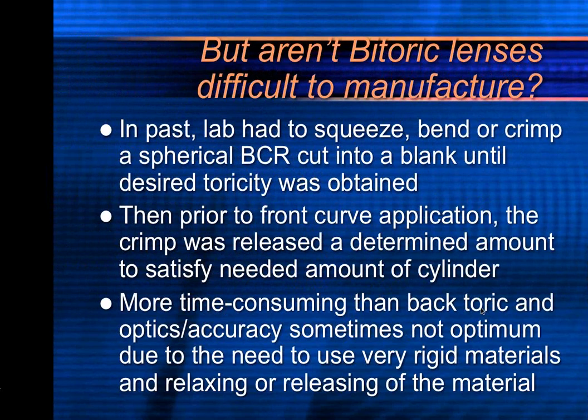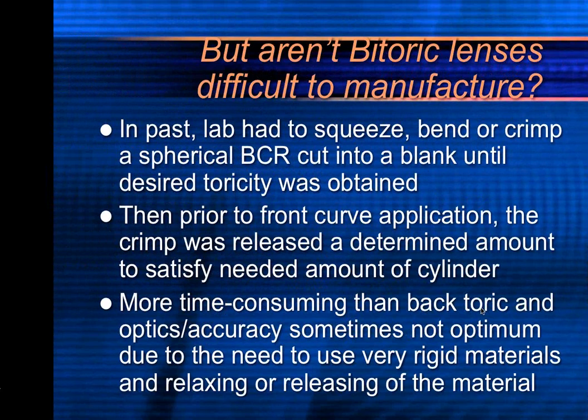In the past, the lab had to squeeze, bend, or the term we like to use is crimp, a spherical base curve radius cut into a blank until the desired toricity was obtained. I always like to call this professional warping. So you warp it until you get the toricity that you want. But then prior to the front curve application, the crimping is released, and then you hope you release it at a point you have a determined amount to satisfy the needed amount of cylinder, and then you hope it doesn't relax after that and the amount of cylinder changes.